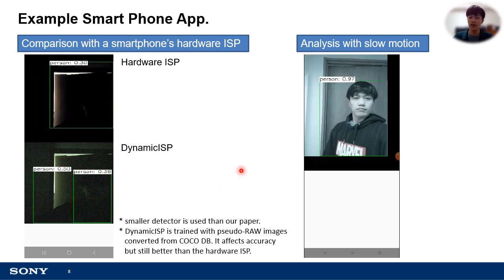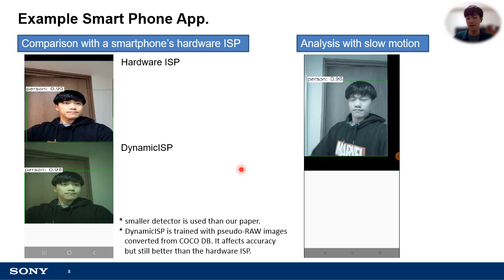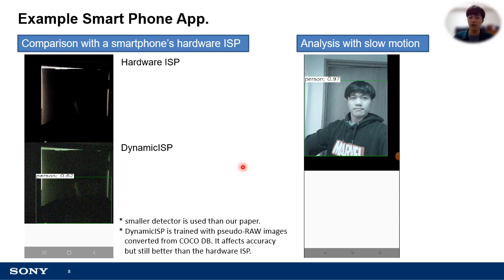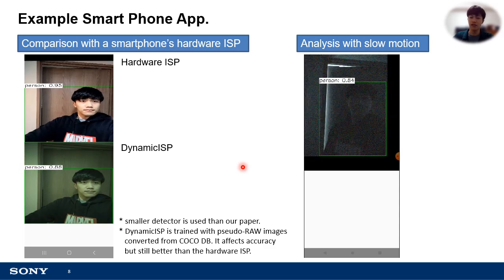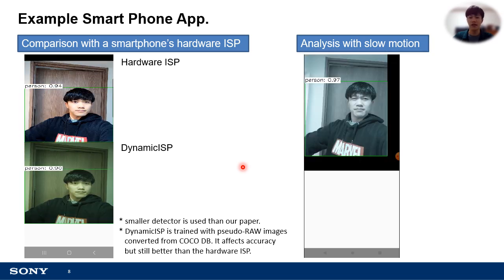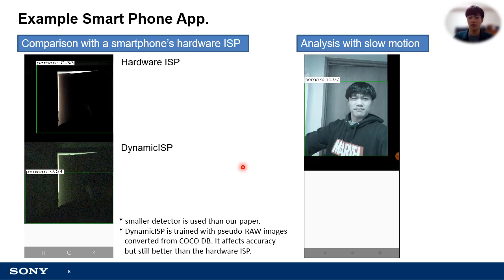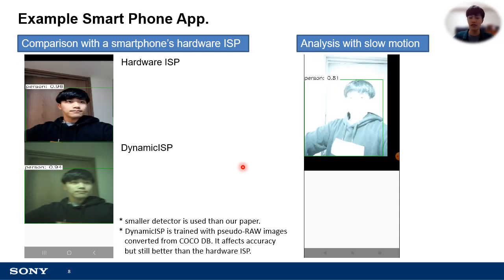The right video is an analysis with slow motion using a different smartphone. When the light is turned on or off, the first frame is failed to detect due to sudden environment change and bad ISP parameters. However, our method controls properly within one frame and detects me in the next frame.